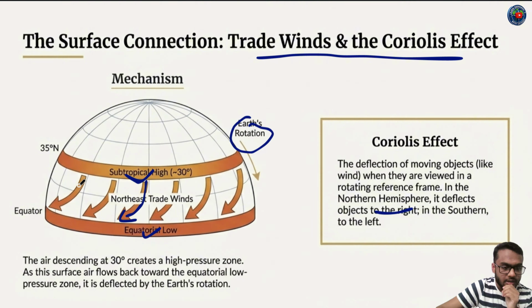The air descending at 30° creates a high pressure zone as the surface air flows back towards the equatorial low pressure zone. This is the process, and it is deflected by Earth's rotation towards the right. The Coriolis effect is the deflection of moving objects like wind when they are viewed in a rotating reference frame. In the northern hemisphere, it deflects objects to the right, in the southern hemisphere to the left.